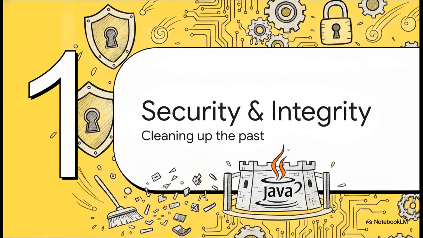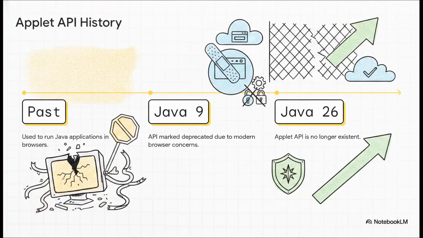All right, starting with Section 1, security and code integrity. Oracle is making some bold housekeeping moves to secure the platform, and that starts with cleaning up the past. And this brilliantly illustrates how Oracle is reducing maintenance burden and dropping that old technical debt.